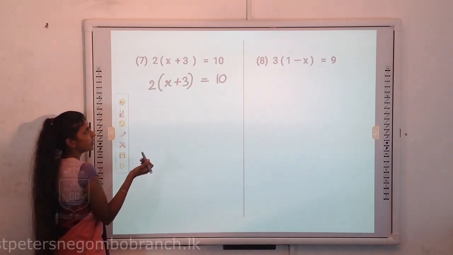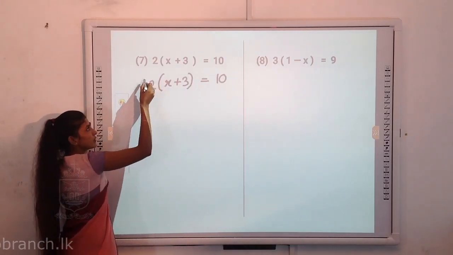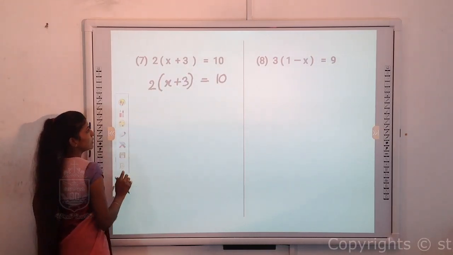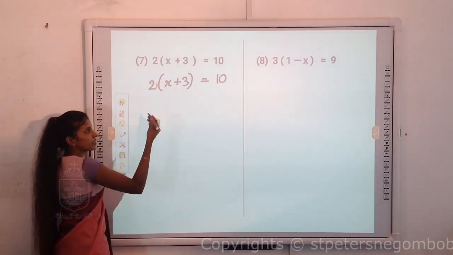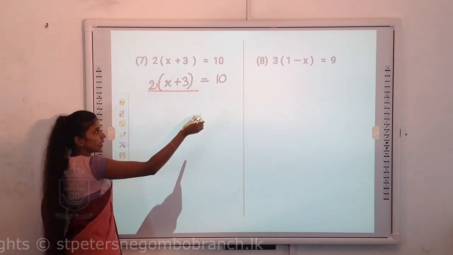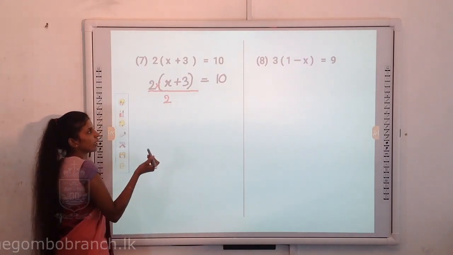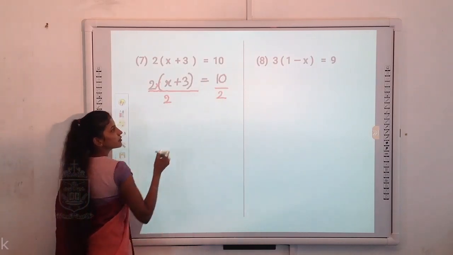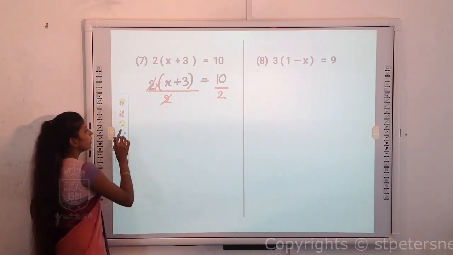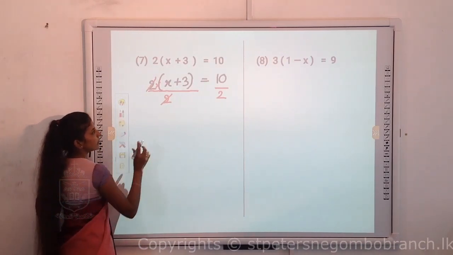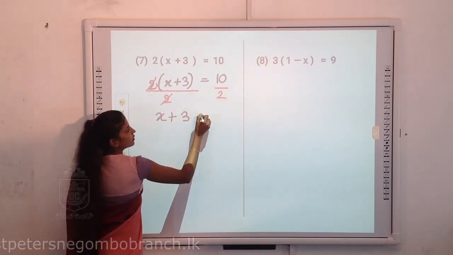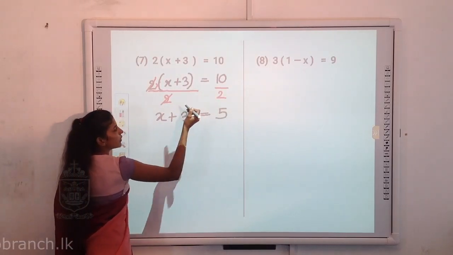So in the first method, we can cancel this 2 from this side. How can we cancel? This is multiplication. The opposite of multiplication is division. So we can divide the whole expression by 2, and this side also by 2. So you can see 2 and 2 will cancel, and what is remaining? x plus 3 is remaining on the left side, while we can divide 10 by 2. So the answer will be 5.